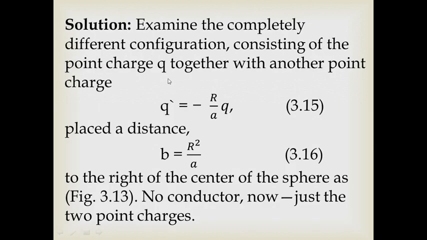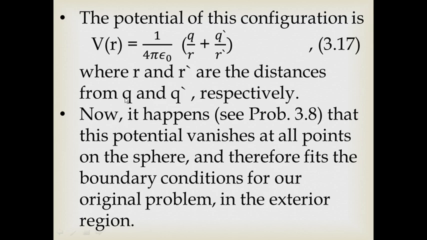Examine the completely different configuration consisting of point charge q together with another charge q dash equal to minus R upon a into q, placed at a distance b equal to R square upon a to the right of the center of the sphere, as in figure 3.13, no conductor. Now just the two point charges.